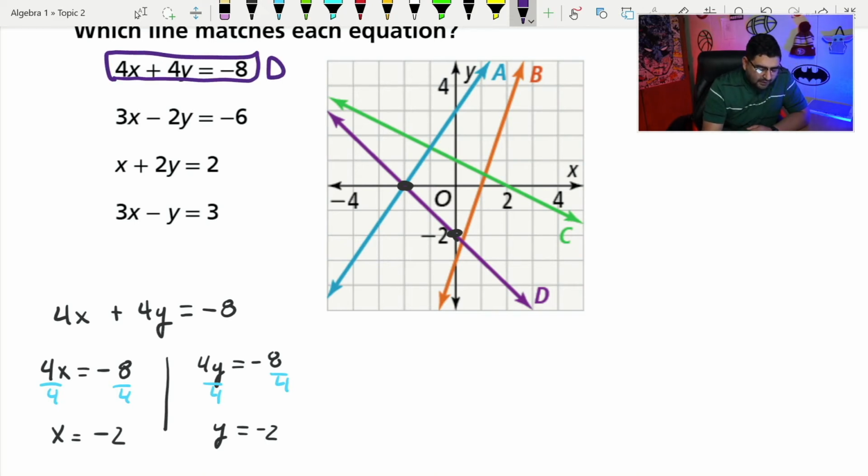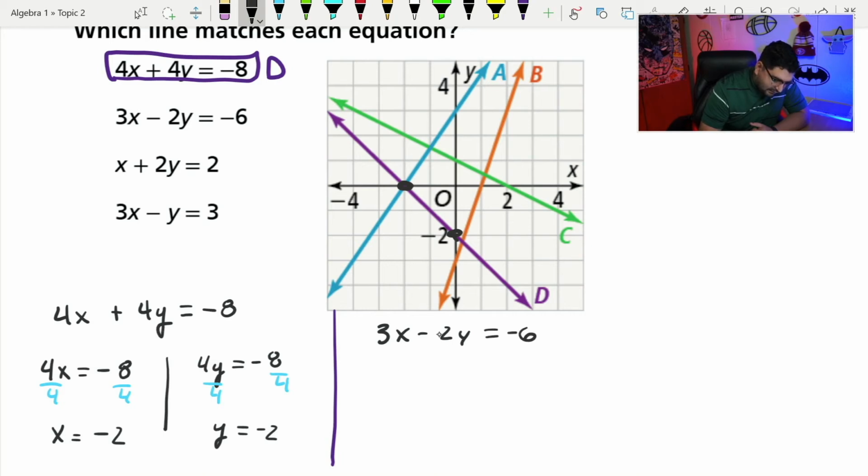Voila. Okay, and now we do the same thing for the other ones. I can go ahead and do it for 3x minus 2y equals negative 6. And I would be left here, if I plugged in 0 for y, I would have 3x equals negative 6. If I plug in 0 for x, I would be left with negative 2y equals negative 6.